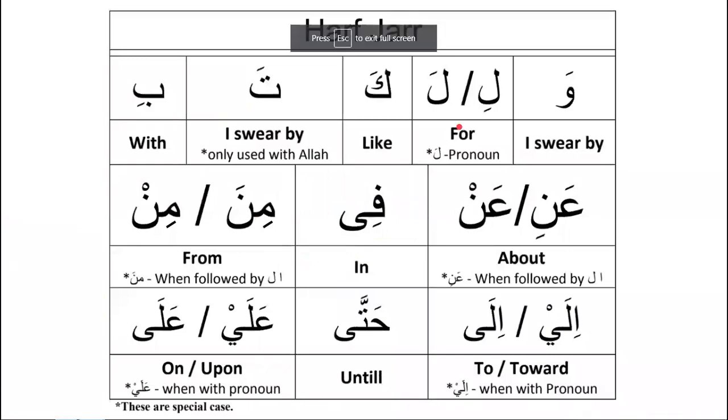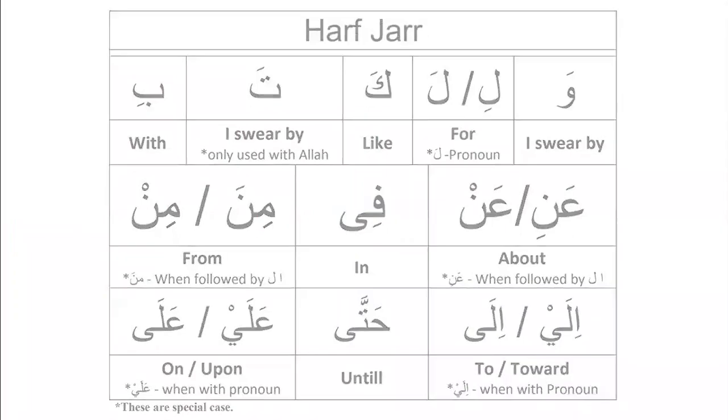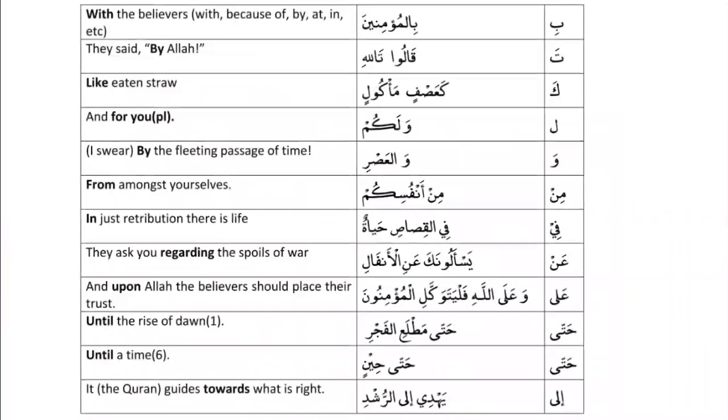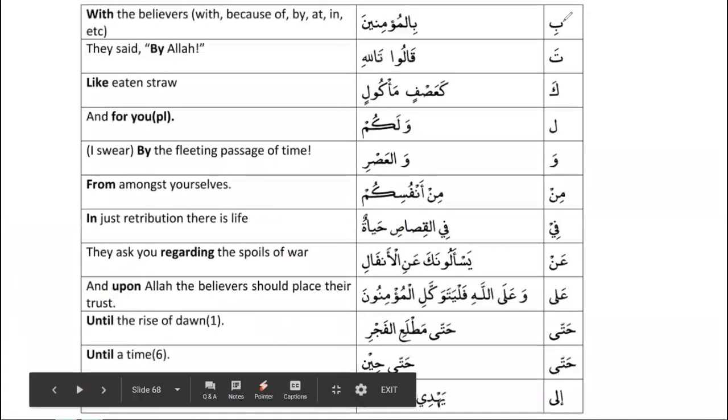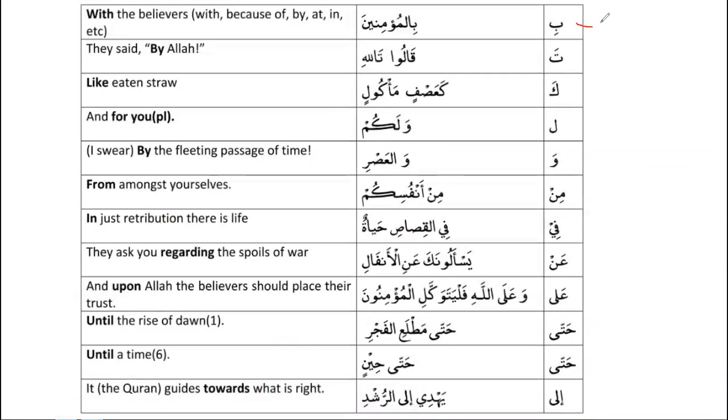So, can anyone tell me what are the harf jar? Ba, ta, kaf, lam, waw, min, fi, an, ala, hatta, ila. This is very small, but I don't want you to see this. I want you to hear it and understand it. So ba. What is the meaning of ba? Ba means with. We know that. So now hear me.